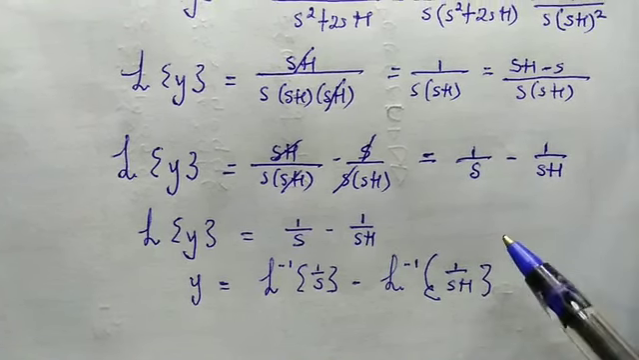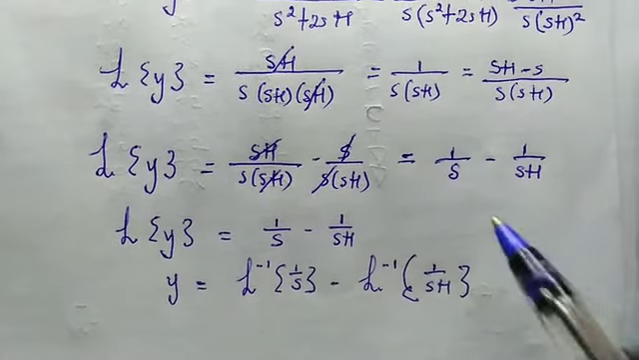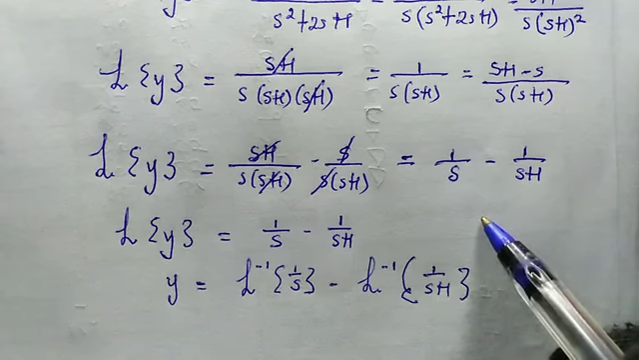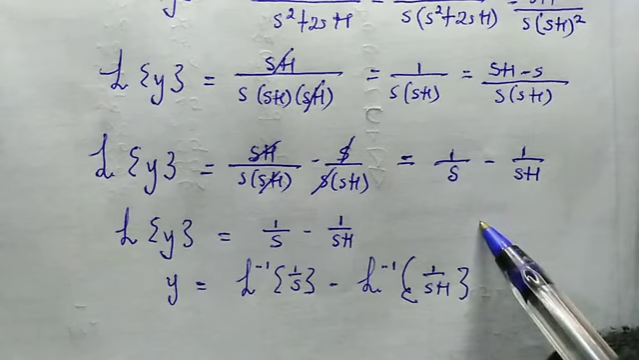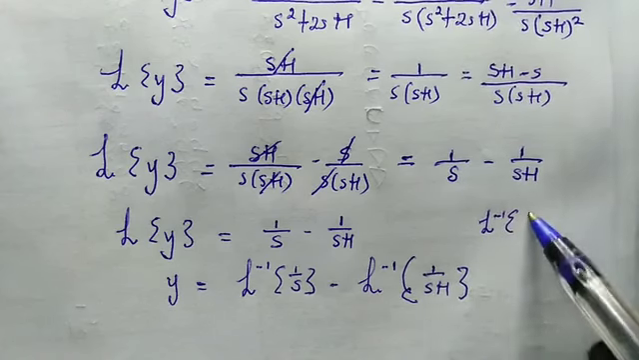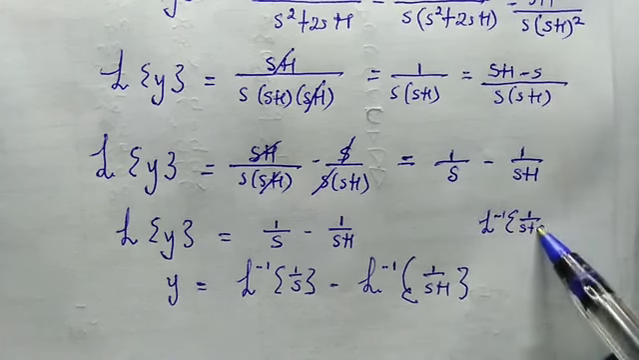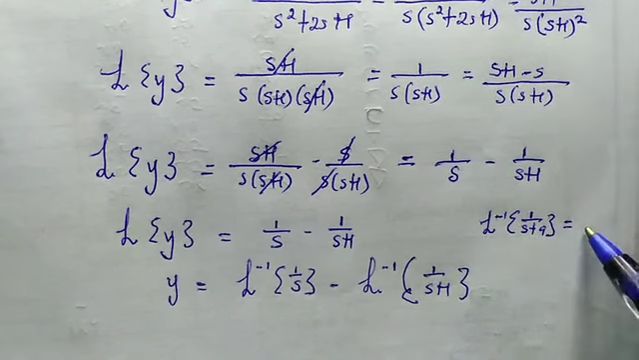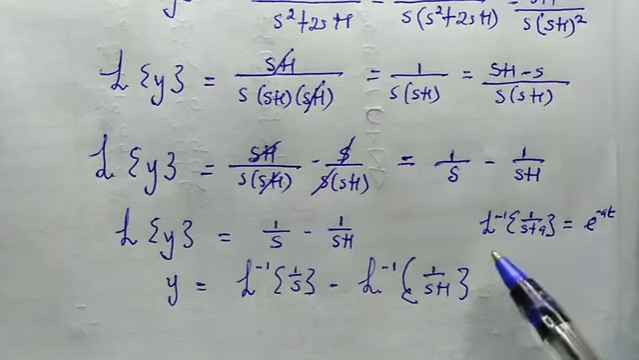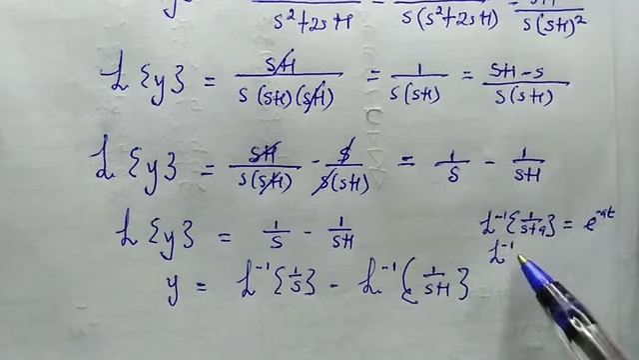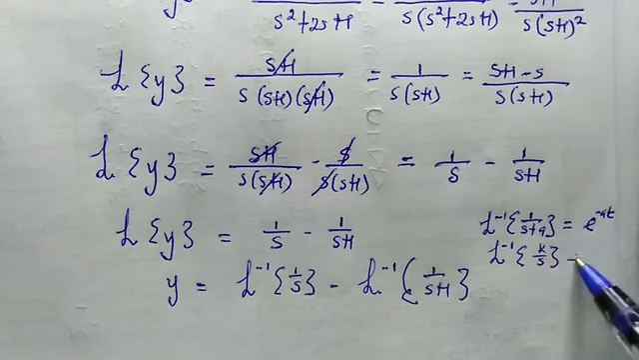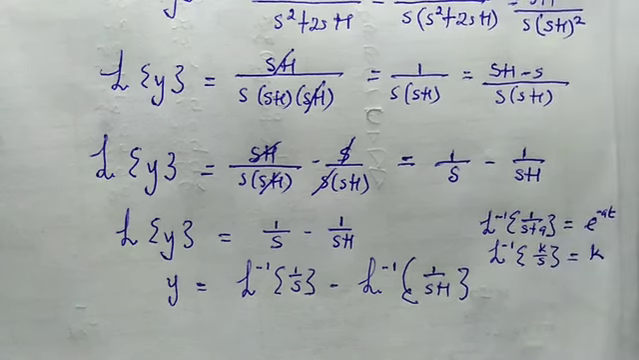Okay, now let us recall the following properties of inverse Laplace transform. We have that the inverse Laplace transform of 1 over s plus a is equal to e raised to the power of negative a t, and the inverse Laplace transform of k all over s is equal to k, the constant, right?